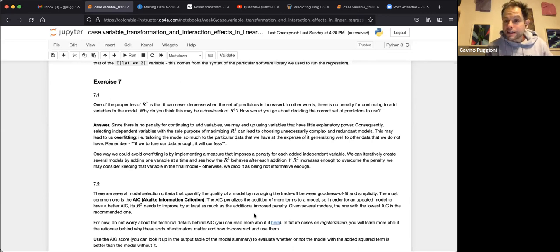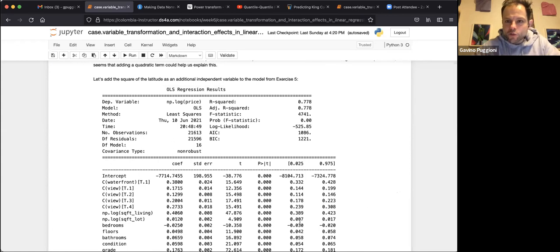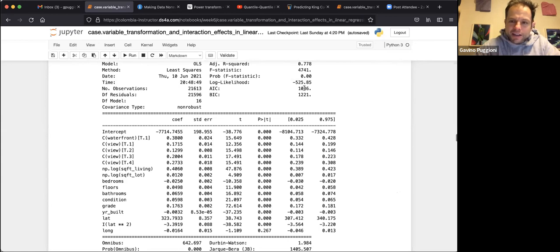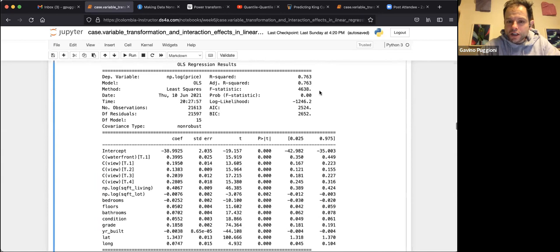So AIC is a number that appears in these tables, and that tells us whether or not the model has improved or not. So this is the model with the square term, and we have AIC equal to 1086. We'll talk about what this means. In the previous model without the square term, we had an AIC that was 2524. So that square term actually was extremely important.